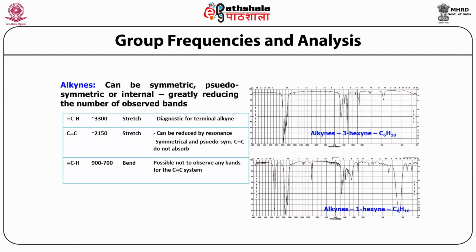Now the spectrum of alkynes. You can see the spectrum of 3-hexyne and 1-hexyne, and the information is that the alkyne can be symmetric, pseudo-symmetric or internal symmetric, greatly reducing the number of observed bands. Carbon-hydrogen stretching vibration at 3300 is diagnostic for the terminal alkyne. Carbon-carbon triple bond stretching vibration at 2150 can be reduced by resonance. Symmetric and pseudo-symmetric carbon-carbon triple bonds do not absorb, and carbon-hydrogen bending around 900 to 700; it is possible not to observe any bands for the carbon-carbon system.